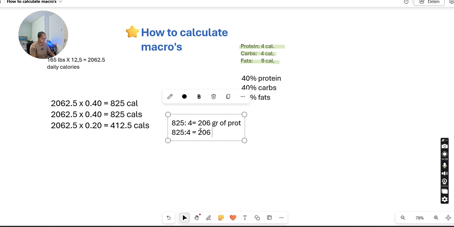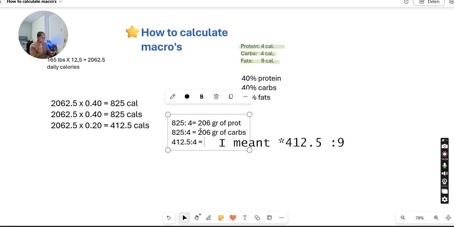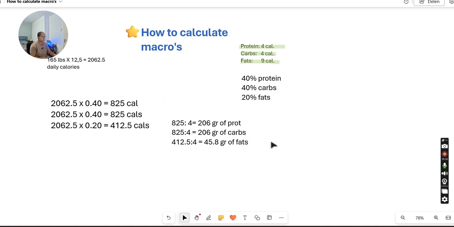206 grams of carbs. And now the 412.5 calories divided by 4 is... 412.5 calories divided by 9, because it's of course 9 calories per 1 gram of fat. It's 45.8 fat, but I'm just gonna say 45.8 of fat. So there you have it.